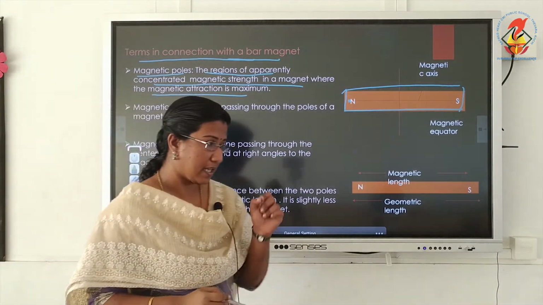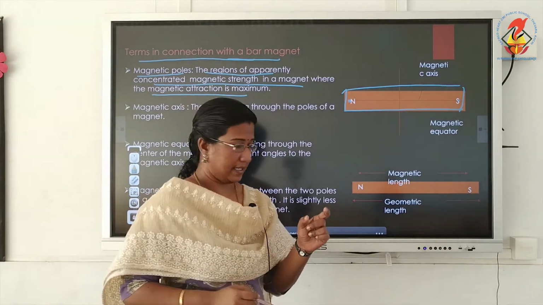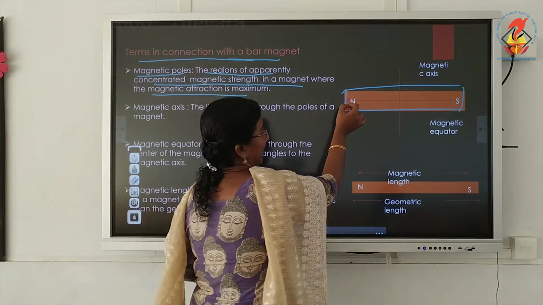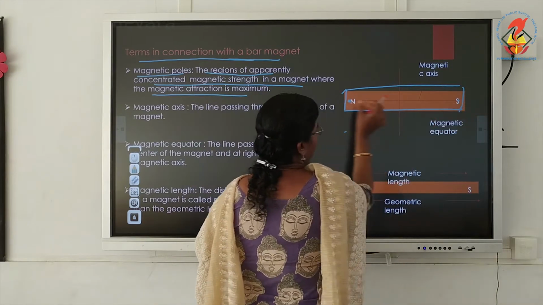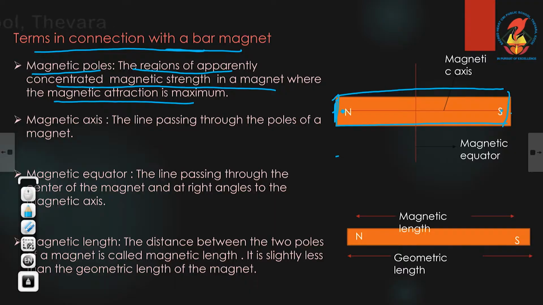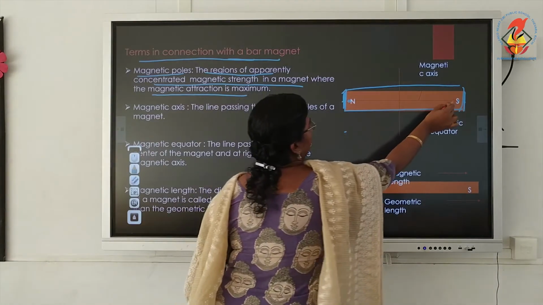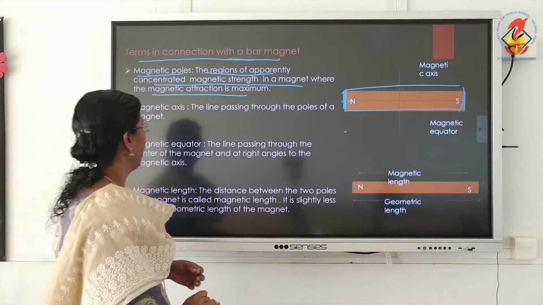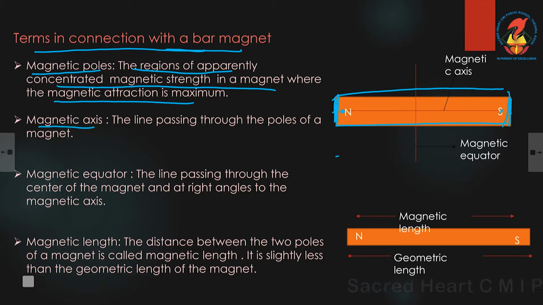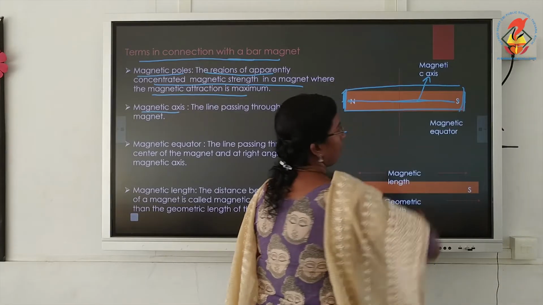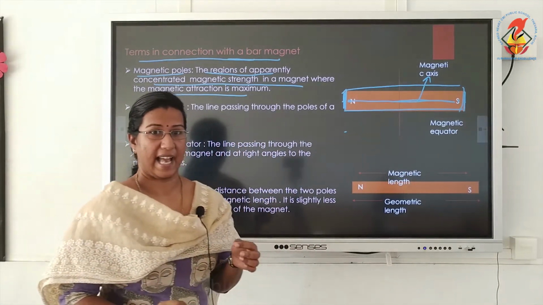One thing you have to keep in mind is that in a bar magnet, the poles are situated slightly inside the bar magnet, not at the ends. This is the exact end of a bar magnet, but the poles will be located slightly inside the magnet. Next one is the magnetic axis. It is the line passing through the poles of the magnet. This is the magnetic axis. The line which passes through the poles of the magnet is what we call the magnetic axis.